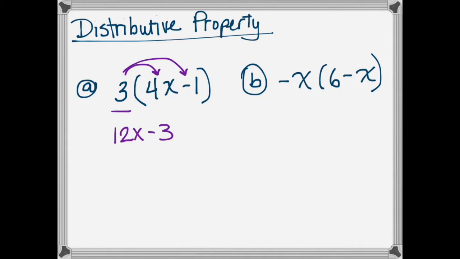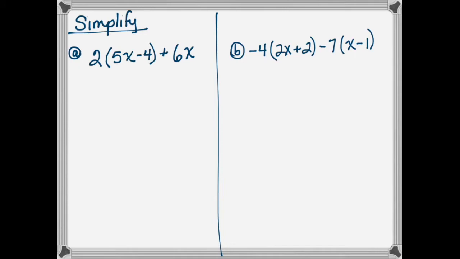So another example here, I have this negative x as my coefficient, and I want to distribute that through each of the terms on the inside of those parentheses. Negative x times 6 is negative 6x. Negative x times negative x is a positive x squared.